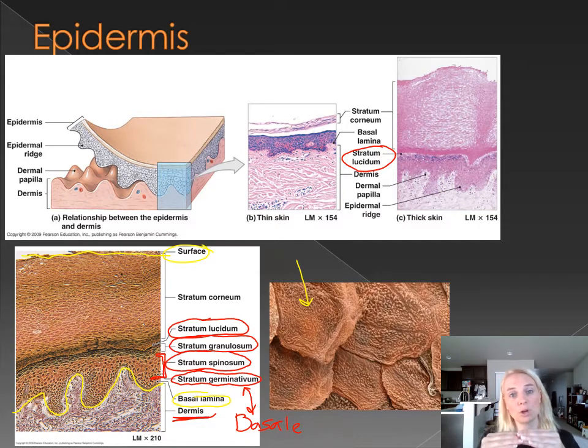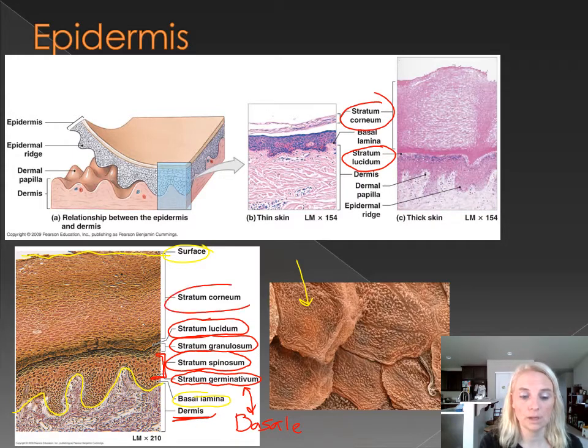As the cells move from the stratum granulosum into the lucidum, they lose all those granules, as we're preparing to move into the last layer, which is what we call the stratum corneum. Okay, so between these micrographs, the stratum corneum is the most superficial layer of cells.